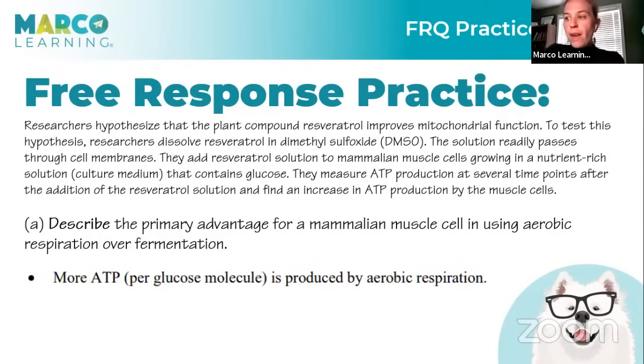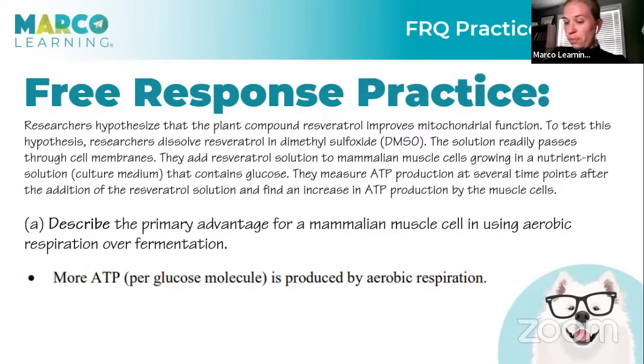Well, the advantage would be that if I can go through all of cell respiration, I can make more ATP, because I only made 2 ATP molecules in glycolysis. So fermentation only makes 2, versus if I go through all of aerobic respiration, I make the 2 in glycolysis, I make 2 in Krebs cycle, and then I make, I think it's like 34 to 36 in the oxidative phosphorylation. So I make about 36 to 38 molecules of ATP by going through aerobic respiration. So more ATP per glucose is produced by aerobic respiration.